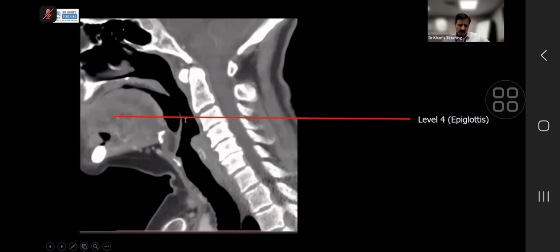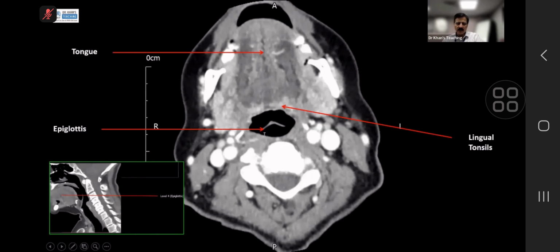Now, look at this. What is the difference? We are passing through the epiglottis. So here, we are passing through the epiglottis. And how will it reflect? It will reflect like this. You see, look at this slice. So a portion of the epiglottis is here. This is the free margin of the epiglottis. And anteriorly, look at the lingual tonsil, which is the base of the tongue. And this is the oral tongue.